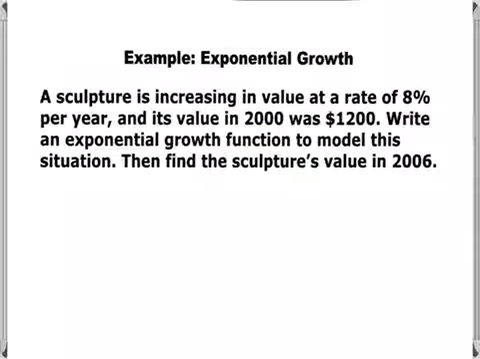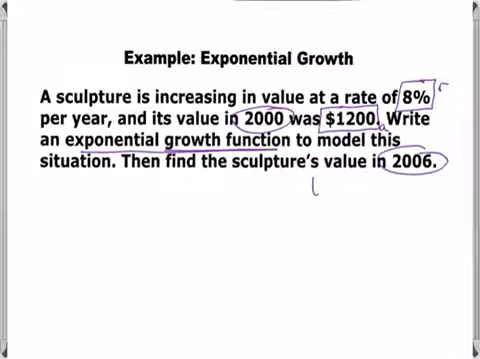Question 2. A sculpture is increasing in value at a rate of 8% per year, so that's our R. Its value in 2000 is $1,200, so that's our A value. We want to write an exponential growth function to model the situation. Find the sculpture's value in 2006. Well, if they're starting in 2000 and moving to 2006, that means our T value is going to be 6 years. All right, so now we have everything we need.